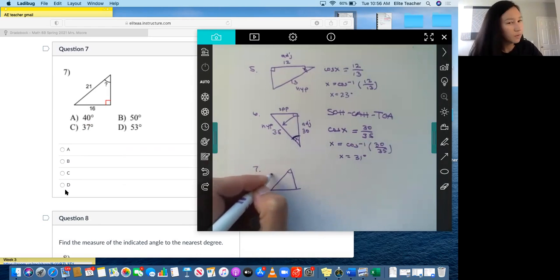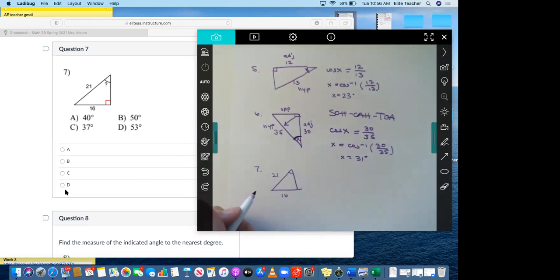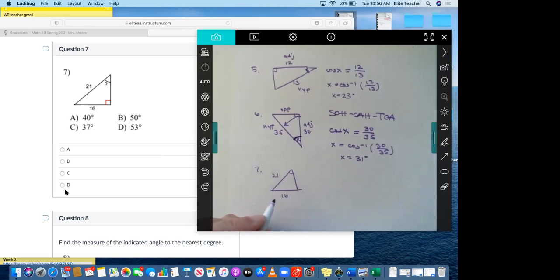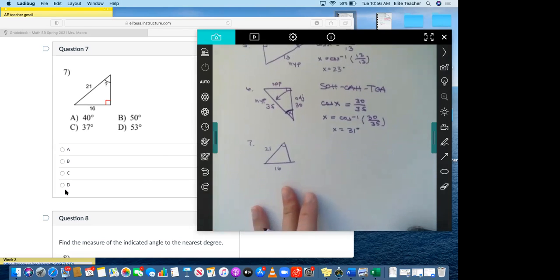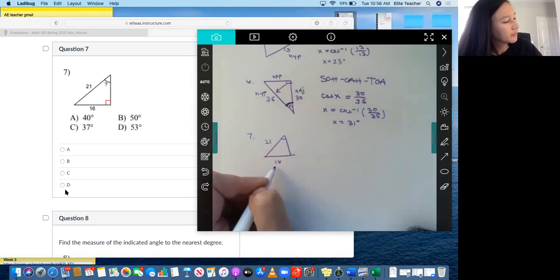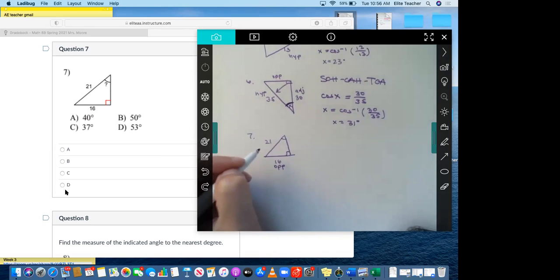We don't know this one. We have 21 and we have 16. Jose, you haven't had one. Can you tell me how to do number 7? For number 7, you have to label the sides. 16 would be opposite, very good, and 21 would be the hypotenuse. Yep.